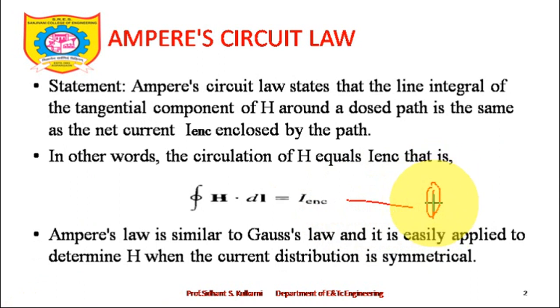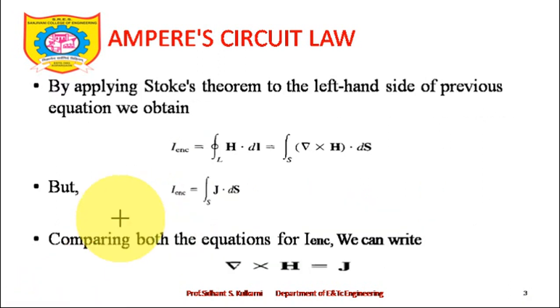Now we have understood Stokes theorem. Whenever there is a closed line integral of any vector H bar dot dl bar, it can be written using Stokes theorem. What is the Stokes theorem statement? Applying Stokes theorem on the left hand side of the previous equation, forget about the I enclosed for the timing. The closed line integral of H bar dot dl bar is equal to the surface integral of del cross H bar dot ds bar.